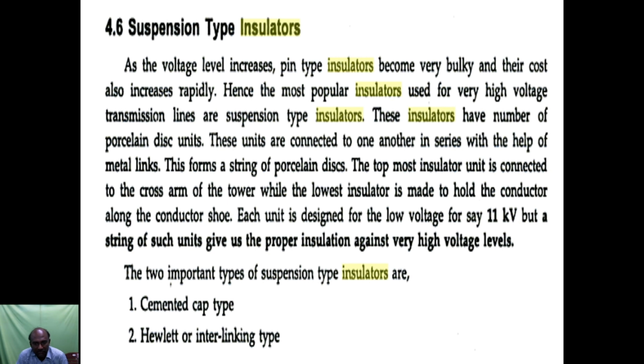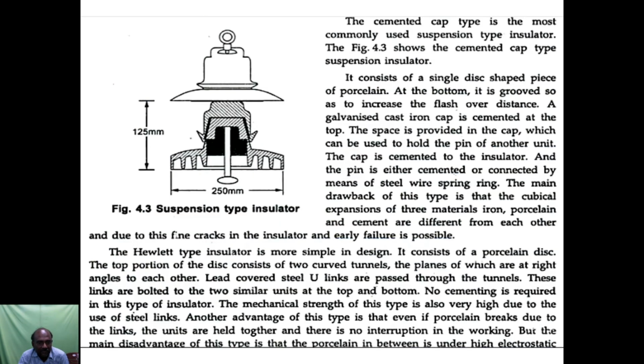Each unit is designed for a low voltage, say 11 kV, but a string of such units gives us the proper insulation against very high voltage levels. So each disc is capable of insulating a voltage level up to 11 kV. By increasing the number of discs, we can increase the voltage levels. Two main types of suspension insulators are cemented cap and interlinking type.